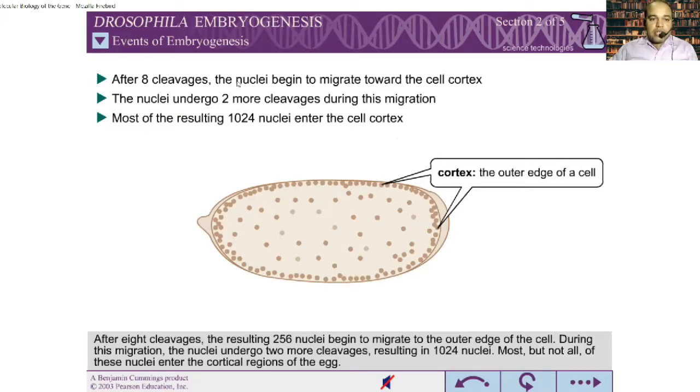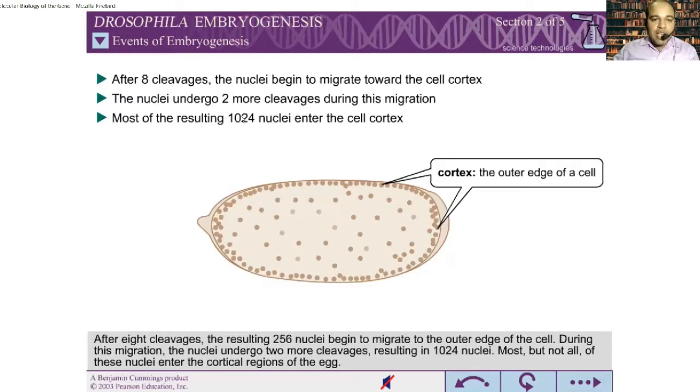Okay, so after the 8 cleavage divisions have occurred, 256 nuclei have been produced. Those nuclei have migrated towards the outer edge of the cell. When these 256 nuclei have migrated to the outer edge of the cell, then after this migration 2 further cleavage divisions take place, leading to the formation of 1024 nuclei.